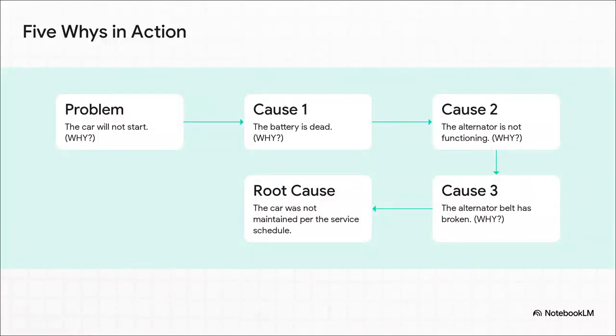Let's just walk through this one. So the car won't start. Why? Well, the battery's dead. Okay, but why is the battery dead? Because the alternator isn't working. And why is that? The alternator belt broke. Why? And there it is. The car missed its scheduled maintenance. See what happened there? The root cause wasn't a broken part. It was a broken process. And that is what we really need to fix.